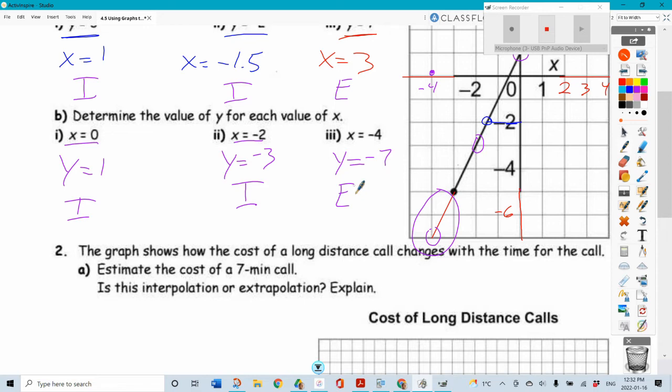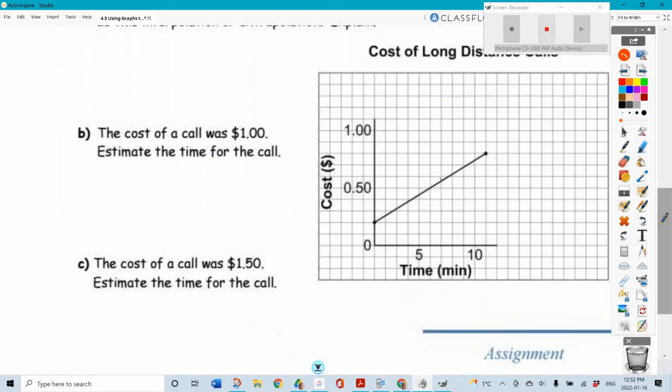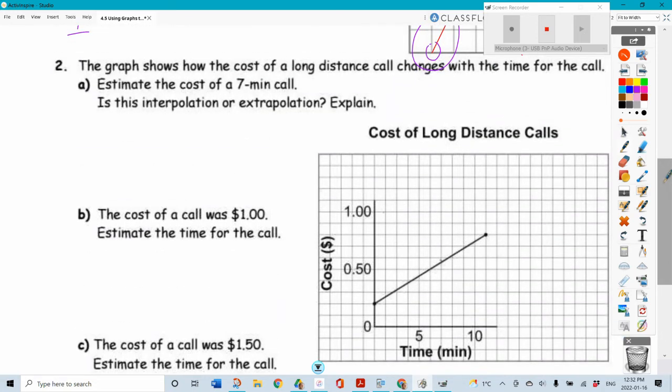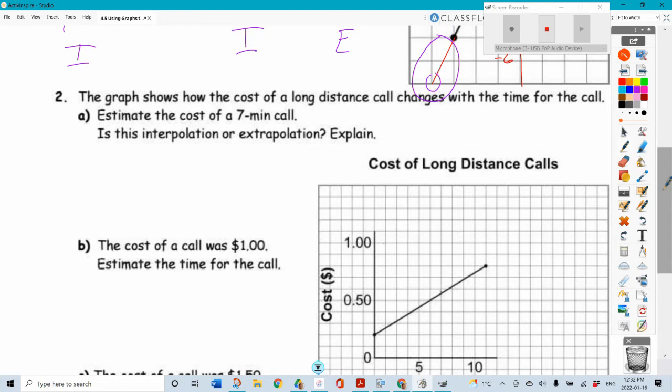Okay, let's take a look at this, I believe, last one here. So a little bit too far. This says the graph shows how the cost of a long distance call changes with the time for the call that we have. Of course, with all of our information nowadays, it doesn't really cost us anything for a long distance call on a cell phone.